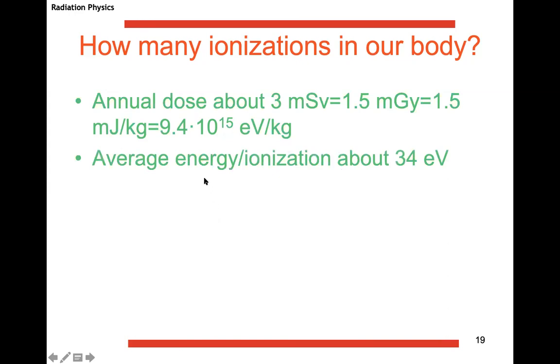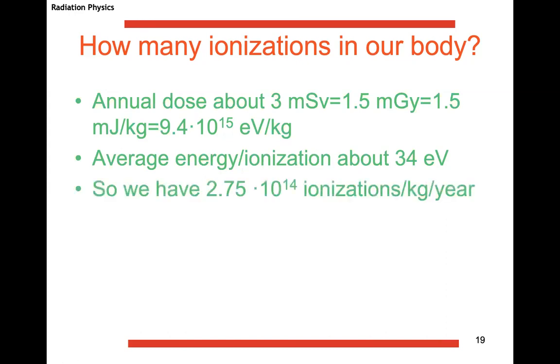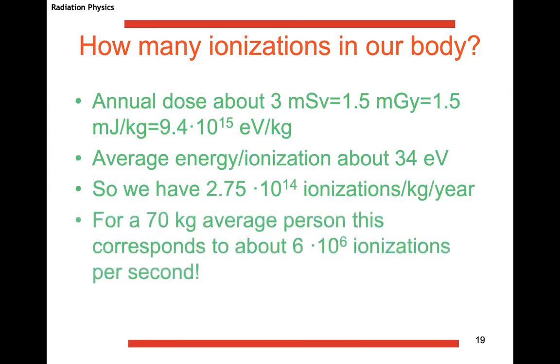Now, the average energy per ionization is about 34 electron volt. This is pretty much a magic number, if you want. I mean, it's very variable, but if you take the water molecule and look at the average energy that you need to ionize an electron from the water molecule, it turns out to be approximately 34 electron volts. So considering the energy per kilogram, we have approximately 2.75 times 10^14 ionizations per kilogram per year. Now it depends on the weight, of course.